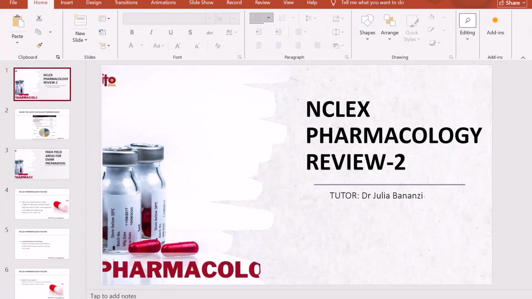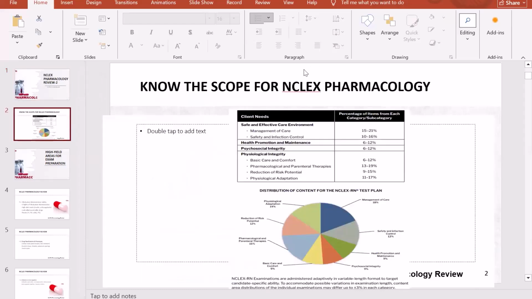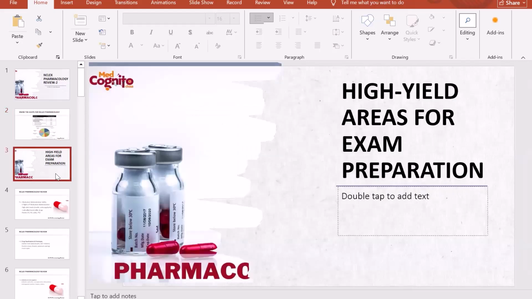So remember, I shared last week that pharmacology is one important part of the NCLEX, and it's important that you do a detailed review in that area. Let's look at it again. 13 to 19% of questions are dedicated to pharmacological and parenteral therapies. So you cannot joke with pharmacology. It is a very high-yield area. That's why we realize it's important that we do this review.